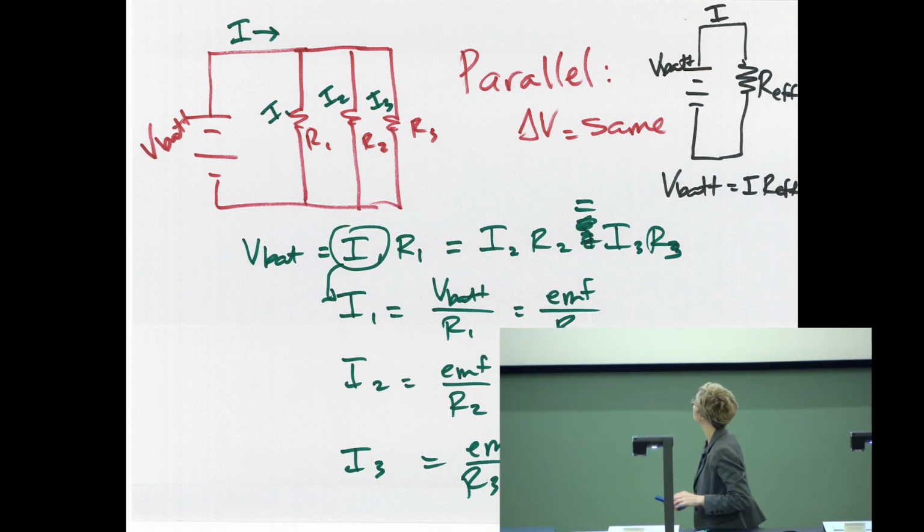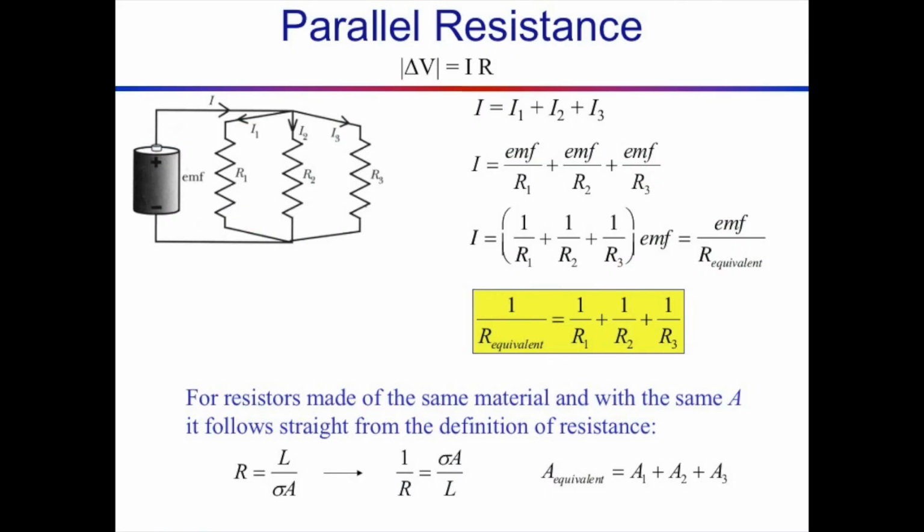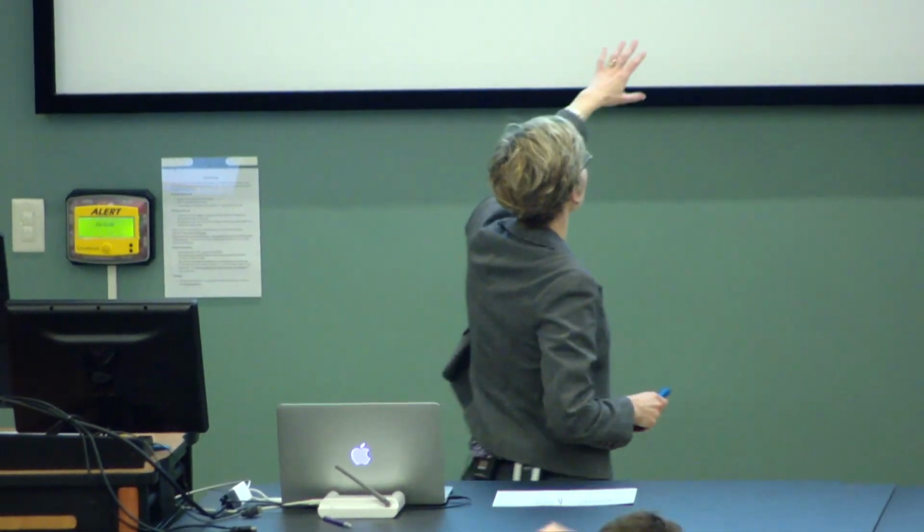All right? So now comparing these guys, the total current is EMF divided by R effective. So all of that together then, cancel the EMFs, and you get that 1 over the equivalent resistance is 1 over R1 plus 1 over R2 plus 1 over R3. All right? Now, you could have guessed that from the microscopic definitions here of the resistance. All right? So if I think, well, let's think intuitively first, and then we'll go back to that microscopic definition.